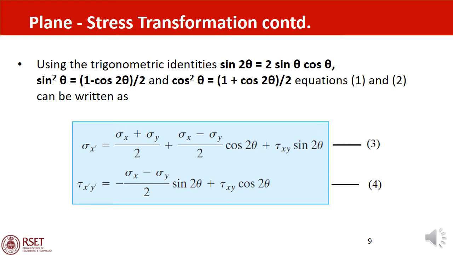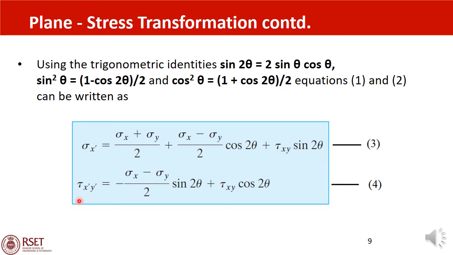We have the trigonometric identities sin 2 theta equal to 2 sin theta cos theta, sin square theta equal to 1 minus cos 2 theta by 2, and cos square theta equal to 1 plus cos 2 theta by 2. Substituting for sin square theta, cos square theta and sin theta cos theta in equations 1 and 2 from these trigonometric identities, we get sigma x dash equal to sigma x plus sigma y by 2 plus sigma x minus sigma y by 2 into cos 2 theta plus tau xy into sin 2 theta. We call this equation number 3.